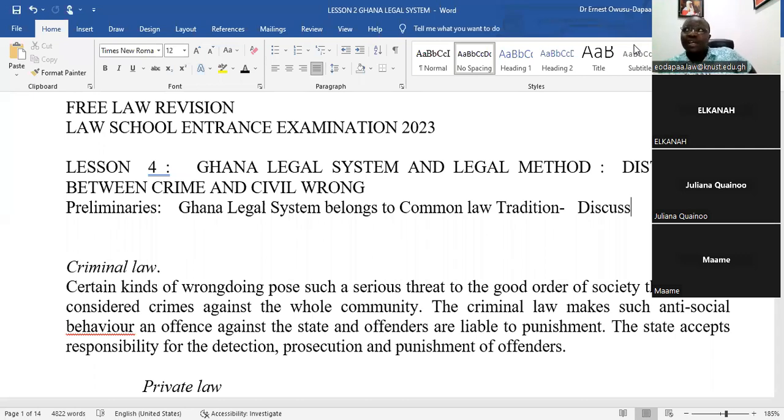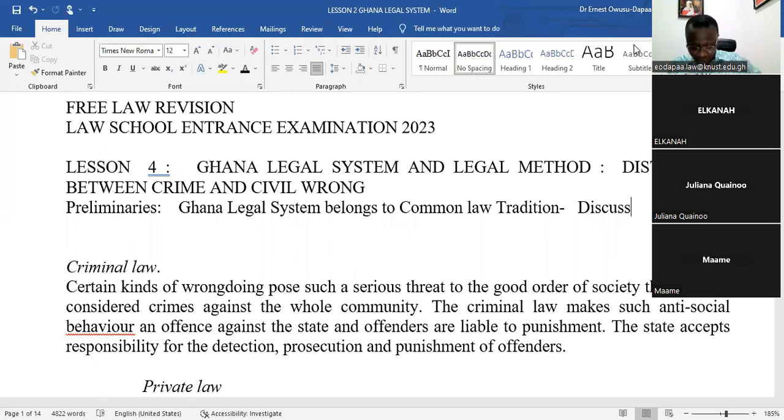So what are some of the key features or key characteristics of the common law tradition? So first, we do not have codification. So the law is not codified. That is to say that unlike the civil law counterpart, where you have systematic arrangement, the statement of the law on various thematic areas in society, is not necessarily the same in the common law tradition.